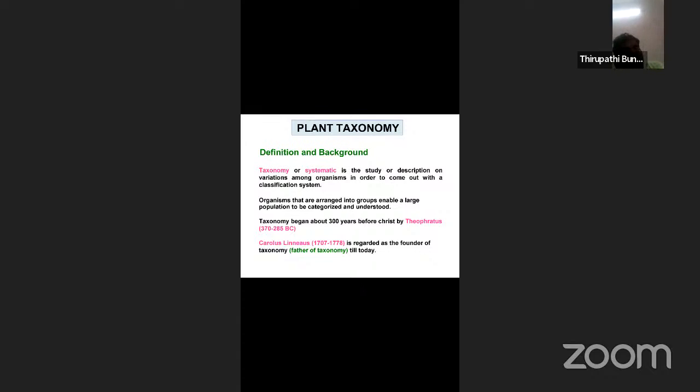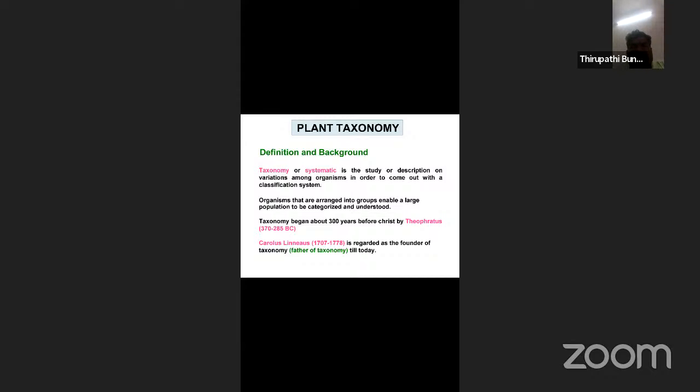The second wood yielding plant is Dalbergia latifolia, and the common name is Jitregi. The Jitregi plant belongs to which family? That is the Fabaceae family.